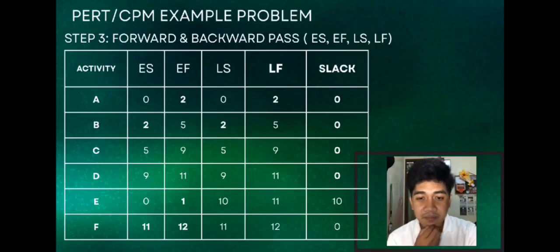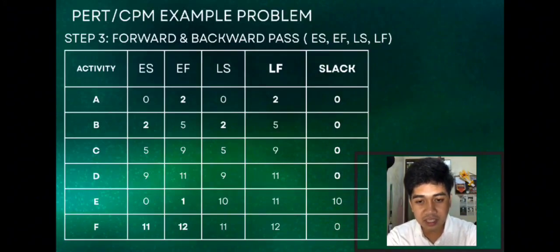The activity C, the estimated time to start is 5, the estimated time to finish is 9, the latest time to start is 5, and the latest time to finish is 9, while the slack is 0. The activity D, the estimated time to start is 9, estimated time to finish is 11, latest time to start is 9, and the latest time to finish is 11, the slack is 0.